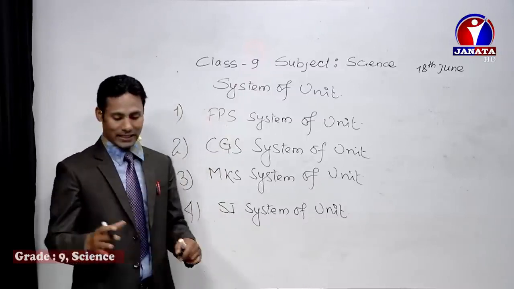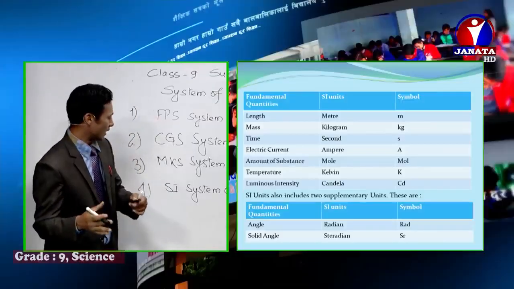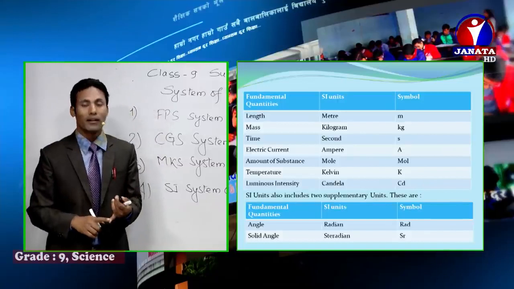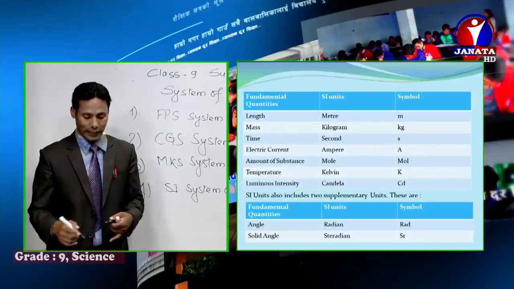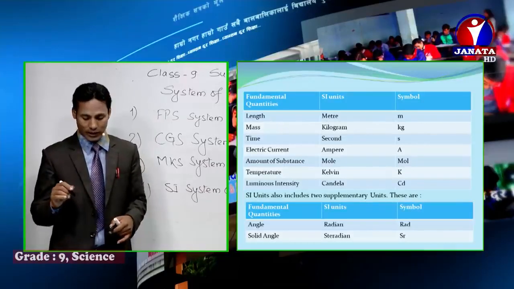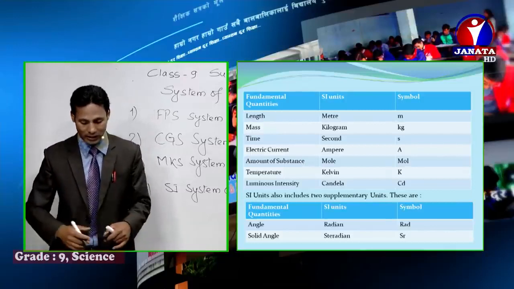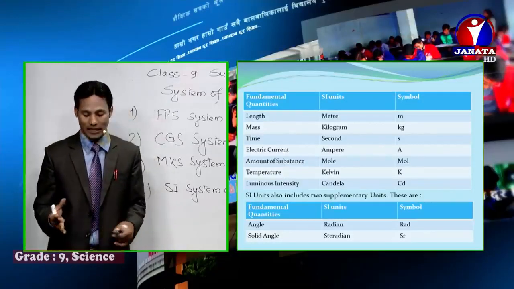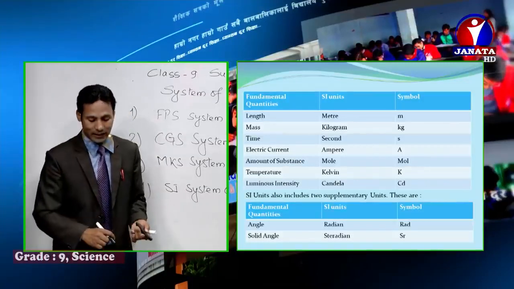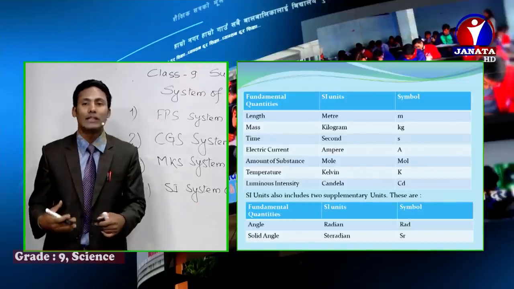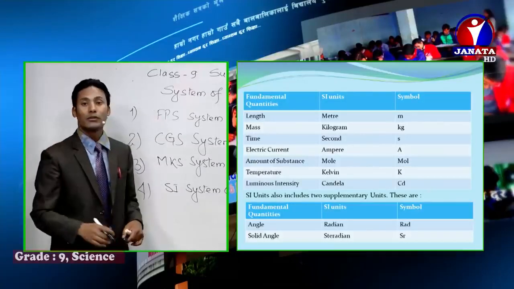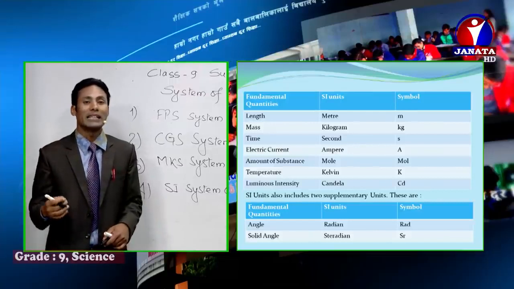Okay, so I have listed the different units that are related with this SI system of unit. So you can check their length, meter, right, mass, kg, time, second, and electric current, ampere, capital A. How to write these symbols we will discuss a little bit later on. Amount of substance, mole is there, and temperature, Kelvin is there, and luminous intensity, candela is there, and two more units are considered as supplementary units, like angle, radian. The symbol for this one is rad, radian.